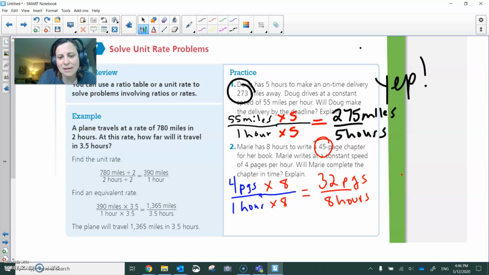Will Marie complete the chapter in time? Nope. She's going to be 13 pages short, which is pretty significant. So that's the lesson 5-7 review.